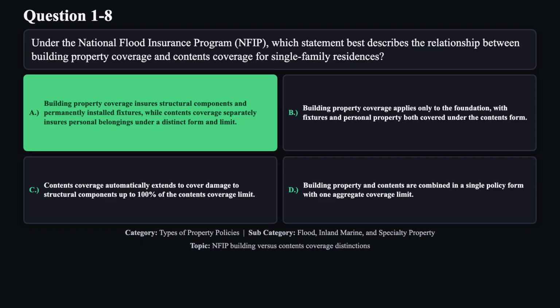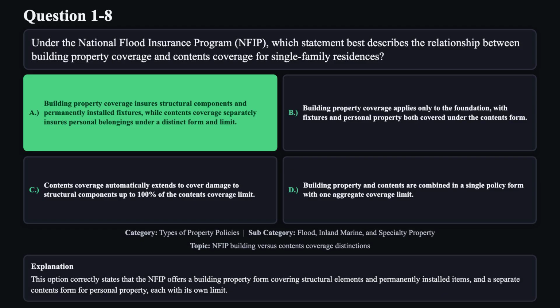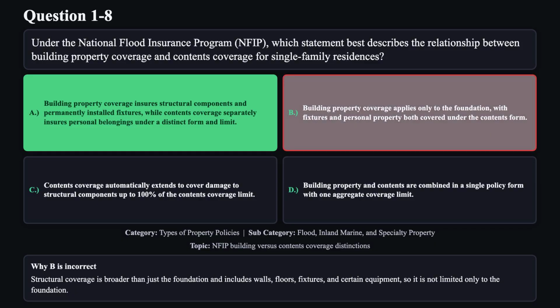The correct answer is A. This option correctly states that the NFIP offers a building property form covering structural elements and permanently installed items, and a separate contents form for personal property, each with its own limit. Reason B is not correct. Structural coverage is broader than just the foundation and includes walls, floors, fixtures, and certain equipment, so it is not limited only to the foundation.